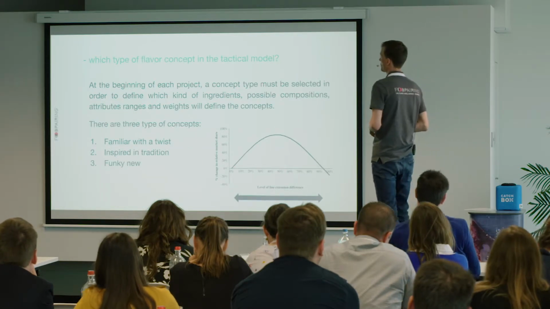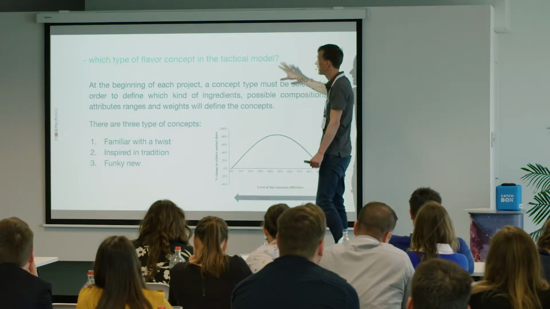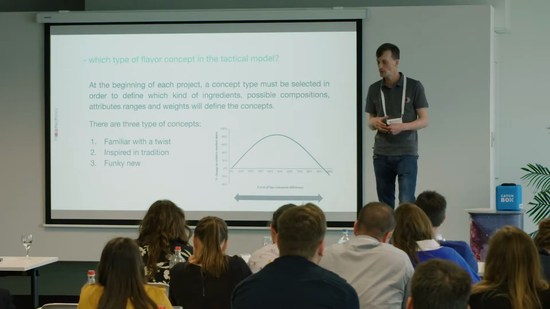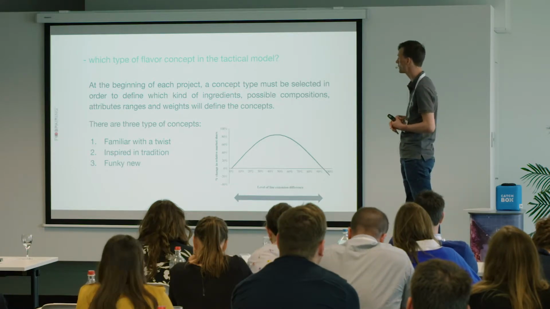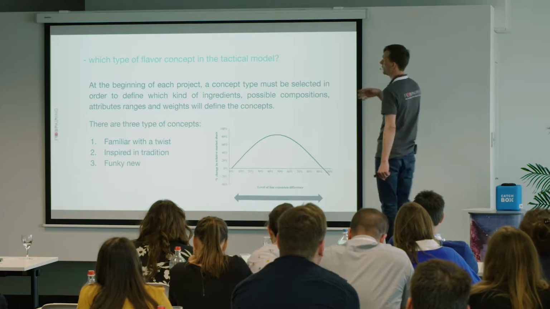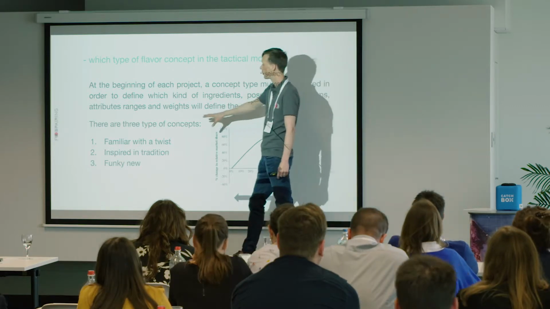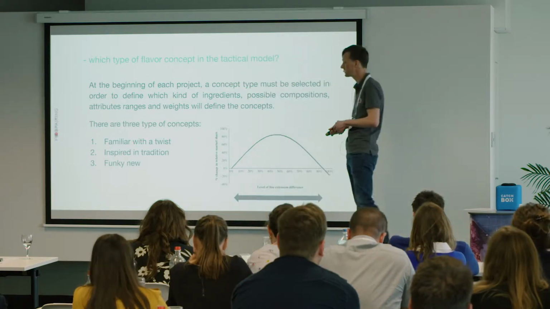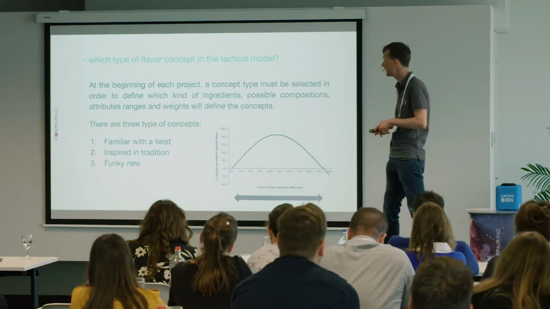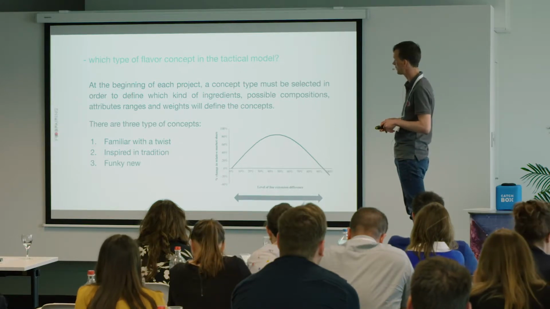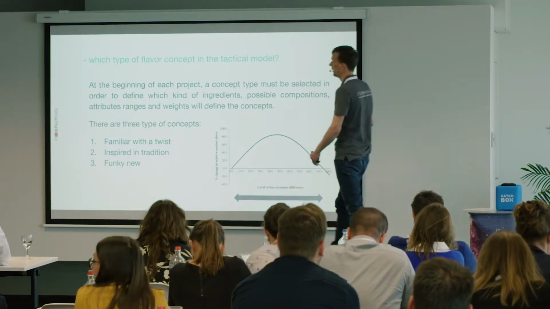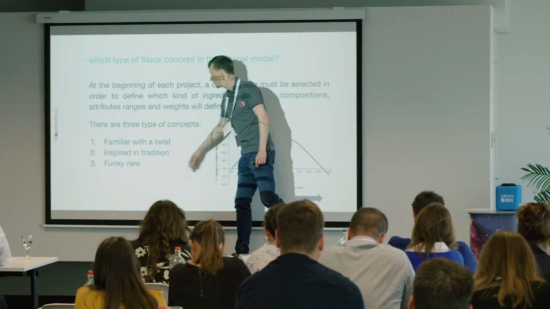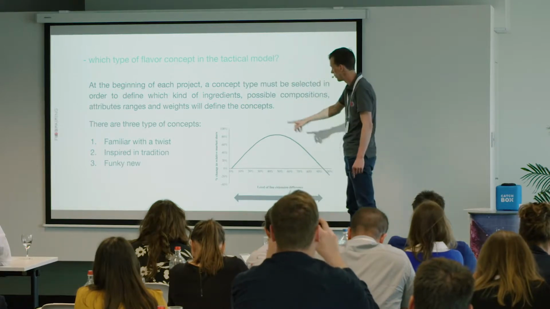So let's start with the first model. The first model is the tactical model, and based on the insight we got from the machine learning models and the concepts on the market, we extracted 3 types of concepts. First is familiar with a twist. The second is inspired in tradition, and the third one is funky new. And how do we define what concept you as a brand need to go to? It depends on the novelty.